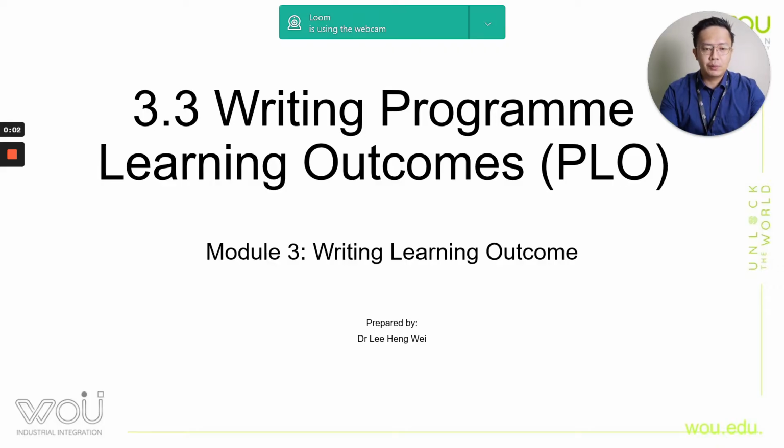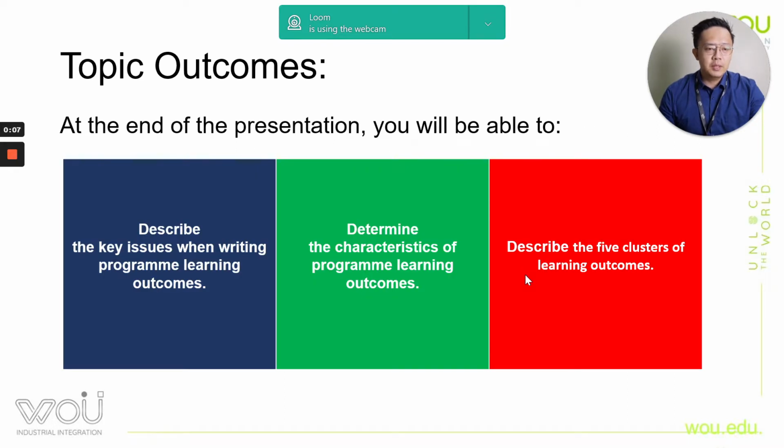So in this video, we will learn about program learning outcome. After this video, you should be able to learn these three things. You should be able to describe the key issue when writing the program learning outcome, determine the characteristics of the program learning outcome, and also describe the 5 clusters of learning outcome.